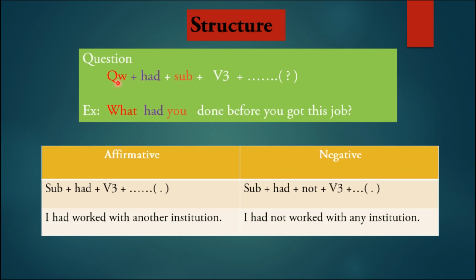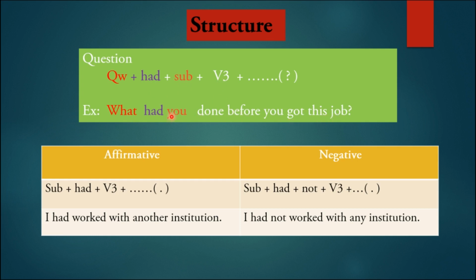Question structure first. Question word plus had plus subject plus V3 plus question mark. Question word what, had, subject you, V3 done: do, did, done. What had you done before you got this job?